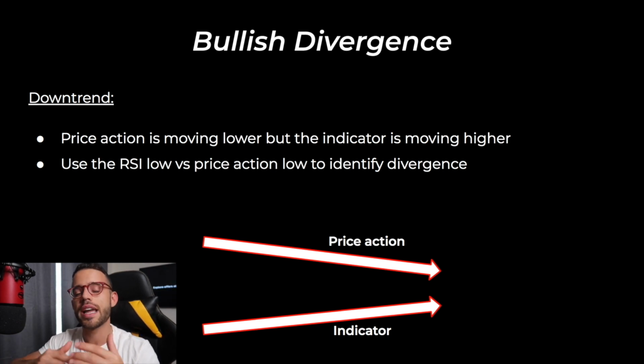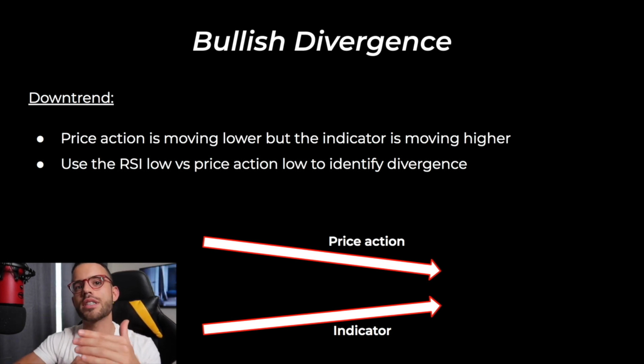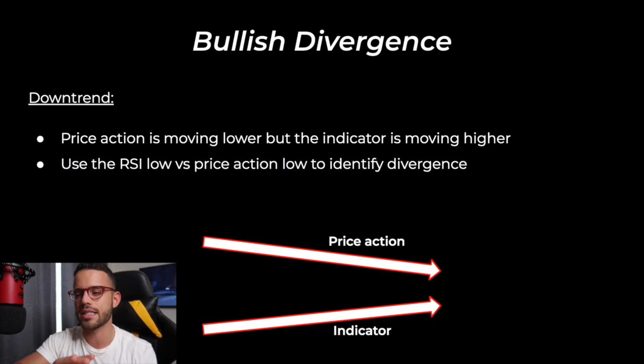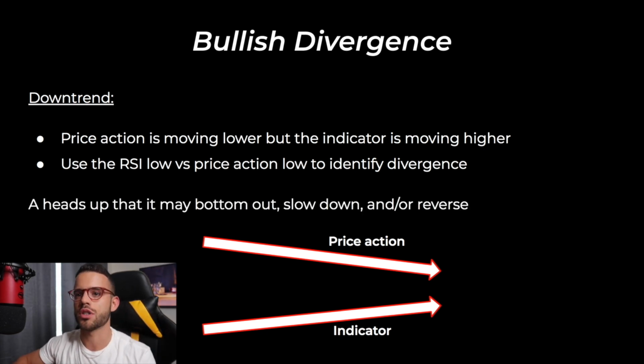Bullish divergence is when the indicator is bullish. The indicator is saying we should be long biased overall, but price action is falling. That's bullish divergence. What does this signal to us? Well, it tells us that a bottom or a slowdown potentially could be coming.